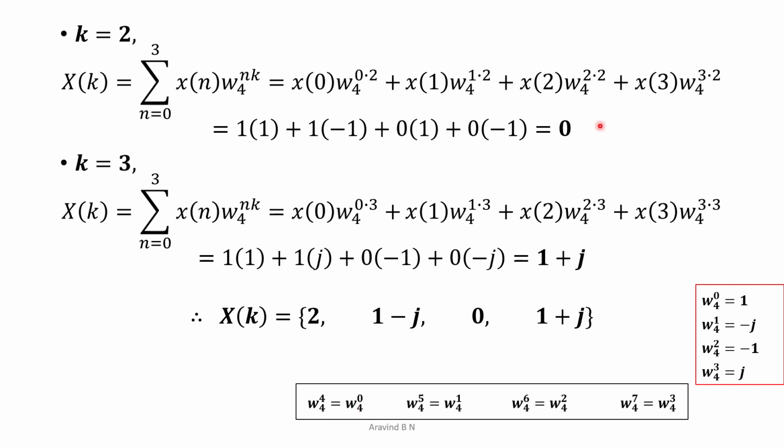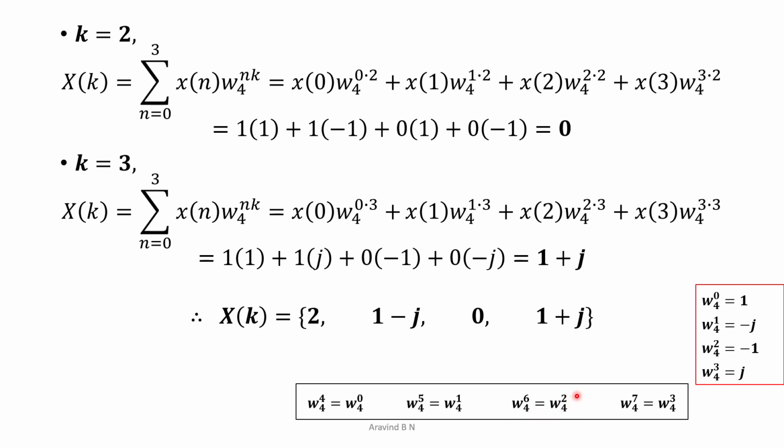So that means omega 4 power 4 will be equal to omega 4 power 0. At this location we can substitute the same value that we have calculated for omega 4 to the power of 0. Similarly, you can observe here it is omega 4 to the power of 3 into 2, that is 6. Omega 4 power 6 we are going to have.